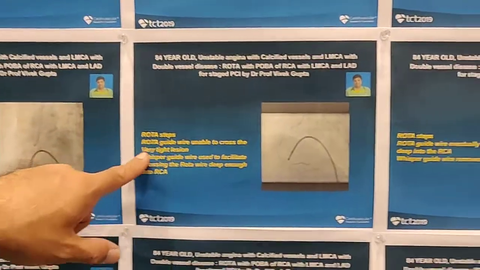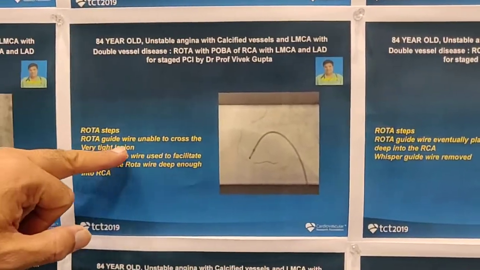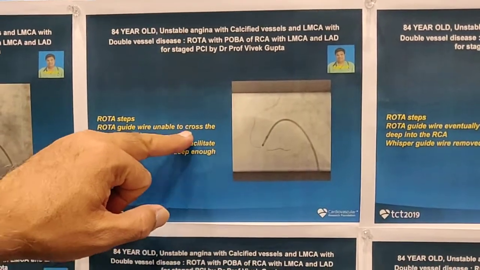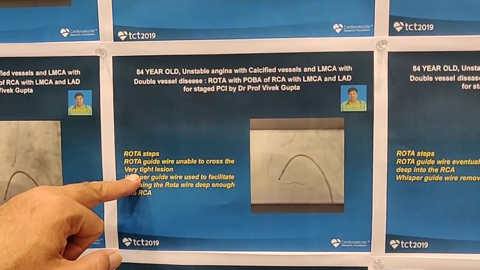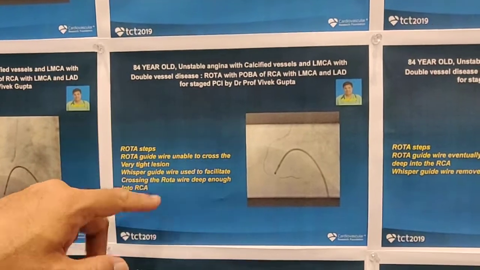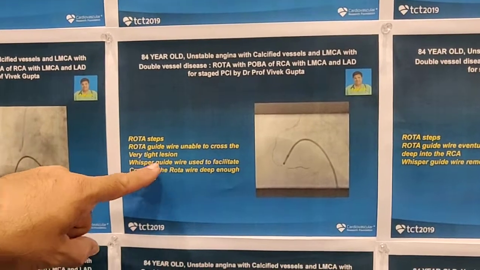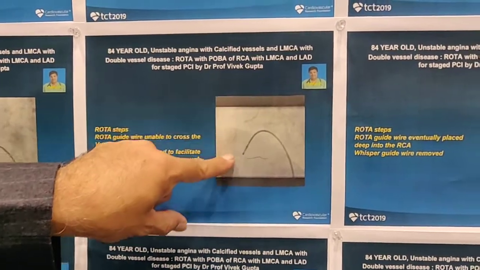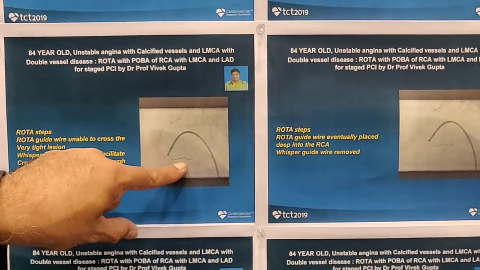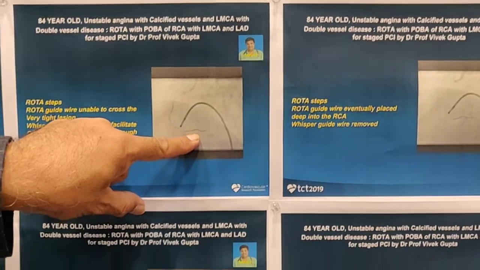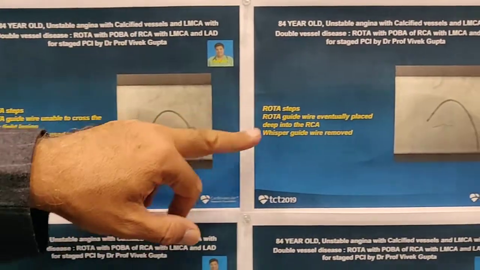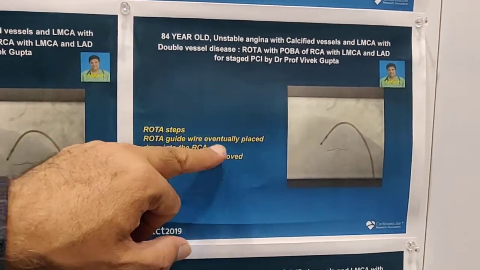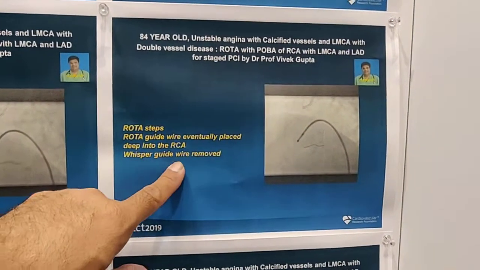The steps of the rotablation were that we tried the rota guide wire, but it was not able to cross the lesion. The rota guide wire, which is not slippery, failed to cross. We used the whisper guide wire to facilitate crossing, to get the rota wire deep enough into the RCA. Now you can see there are two wires. One is the whisper wire, and the rota wire was facilitated through the whisper wire. Eventually the rota guide wire was placed distally, and we removed the whisper wire.